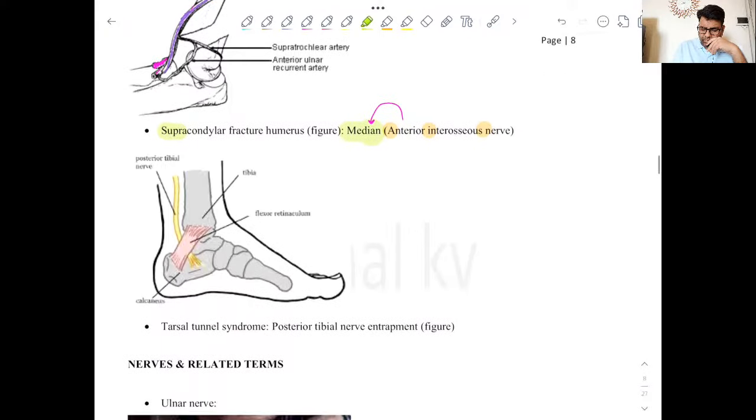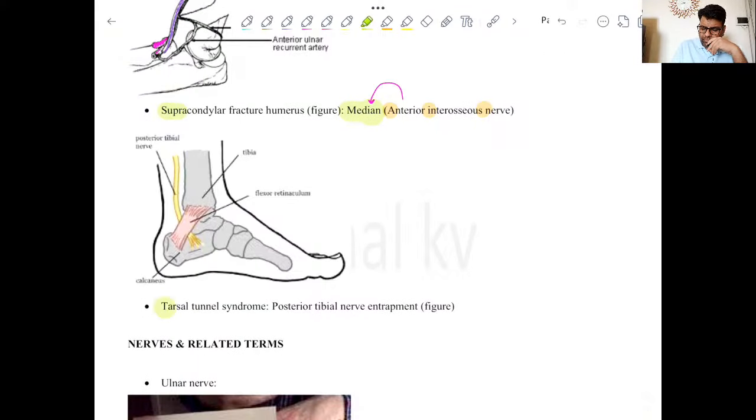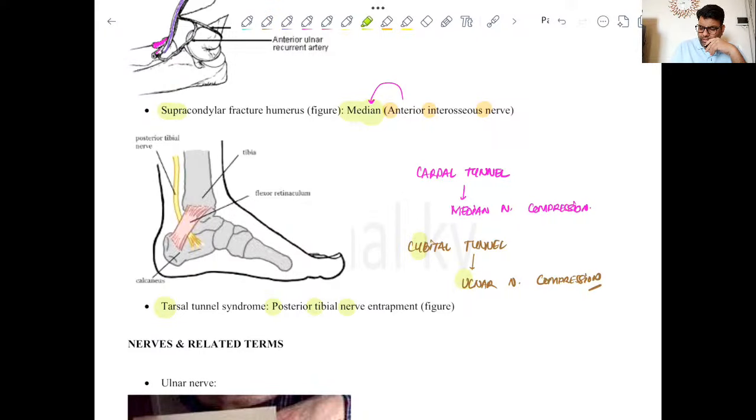Okay, then tarsal tunnel syndrome, this is compression of posterior tibial nerve, and remember carpal tunnel, which is median nerve compression. Okay, there is one more term, cubital tunnel, and this is ulnar nerve compression. So please make sure that you don't mix up. Now those who tend to forget, you can remember U with U.